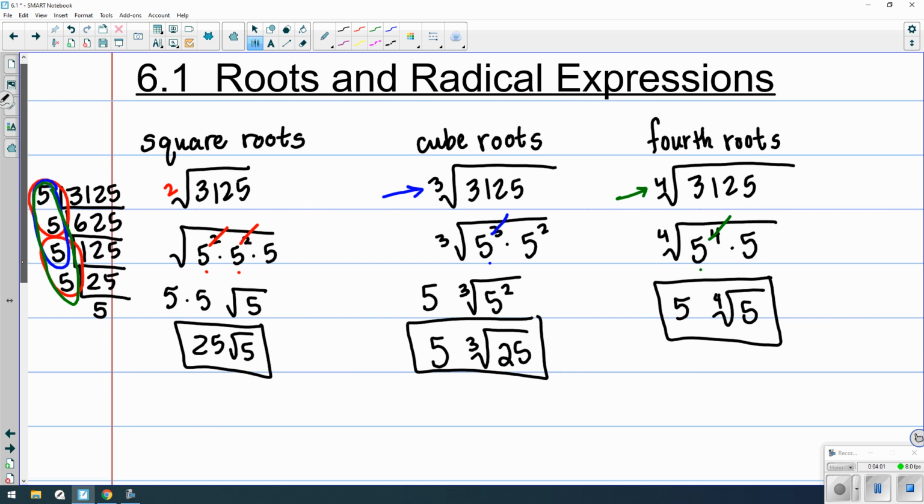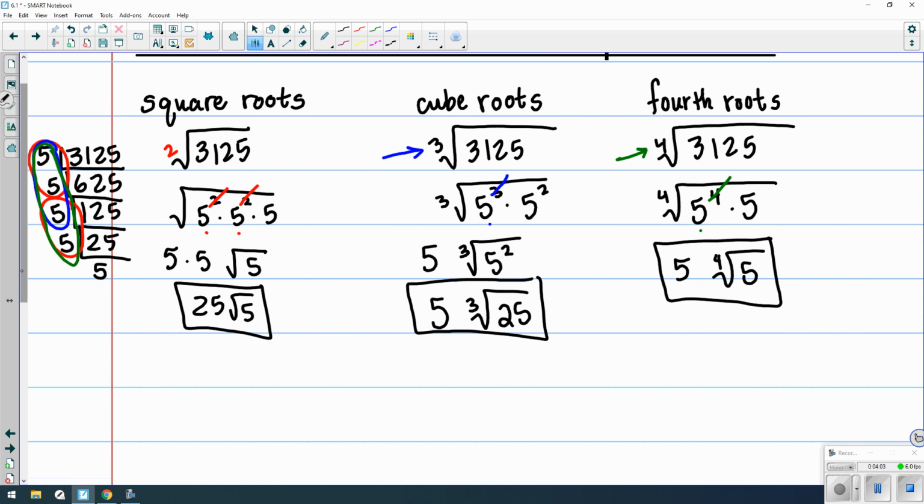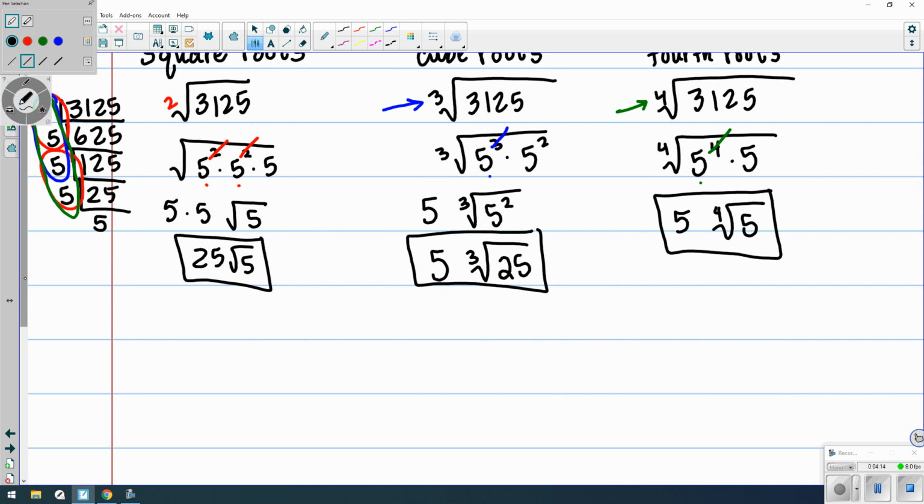So that's how we find roots higher than just a square root. A factor ladder is really helpful. When you're making a factor ladder, just remember to always use prime numbers. What's a prime number that would go into whatever you're working with?